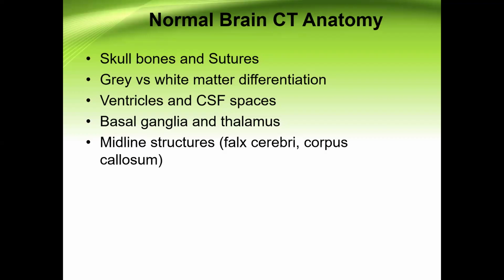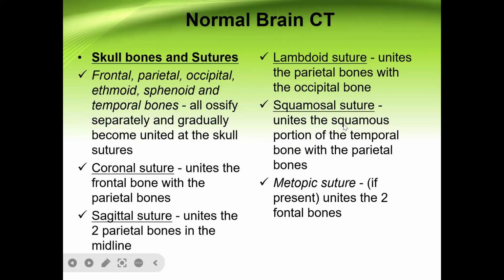The reason this is important is that if you know what is normal, you'll be able to identify what is abnormal. Okay, so the skull bones, we have 5 skull bones, in fact 6 as I'm seeing here: frontal, parietal, occipital, ethmoid, sphenoid, and temporal bones. And I'm sure we all know that.